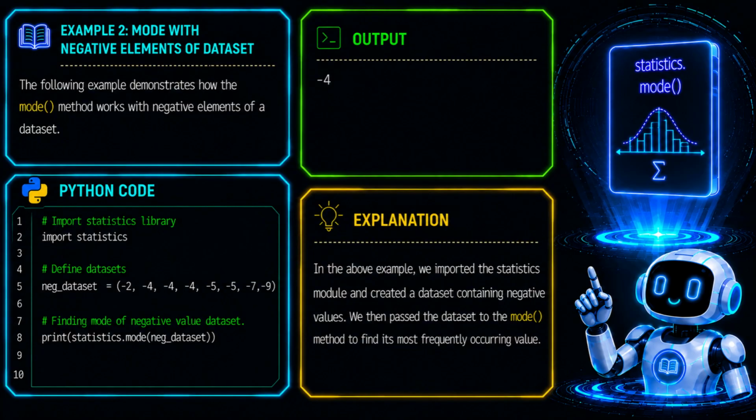Explanation. In the above example, we imported the statistics module and created a dataset containing negative values. We then passed the dataset to the mode method to find its most frequently occurring value.